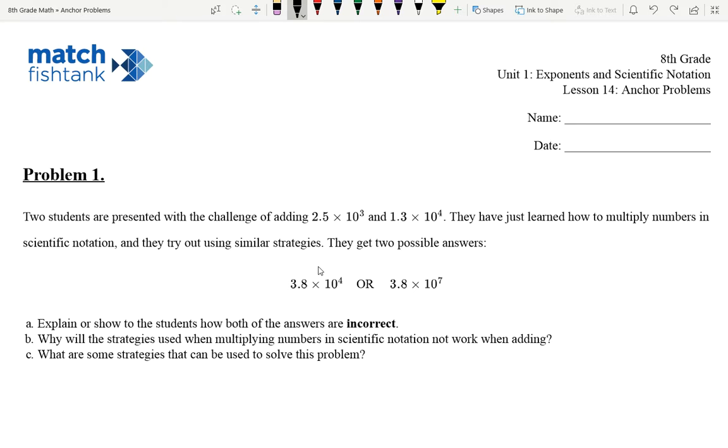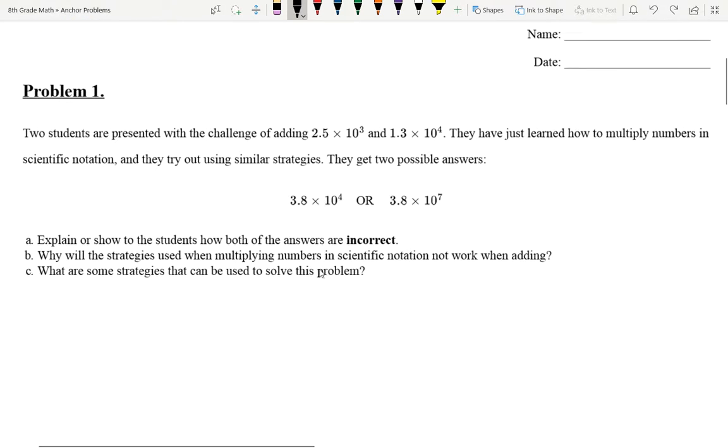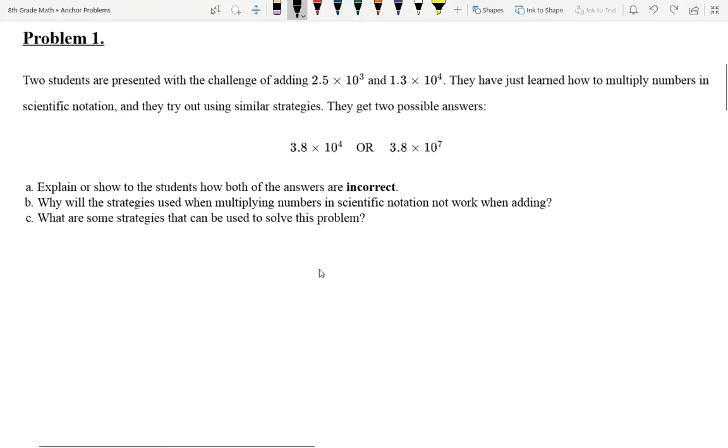And so in problem 1, two students are presented with the challenge of adding 2.5 times 10 to the third and 1.3 times 10 to the fourth. They've just learned how to multiply numbers in scientific notation, and they try out using similar strategies. They get two possible answers, 3.8 times 10 to the fourth or 3.8 times 10 to the seventh. Explain or show to the students how both of the answers are incorrect.